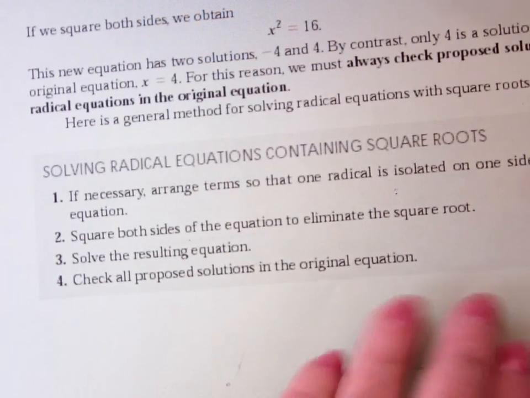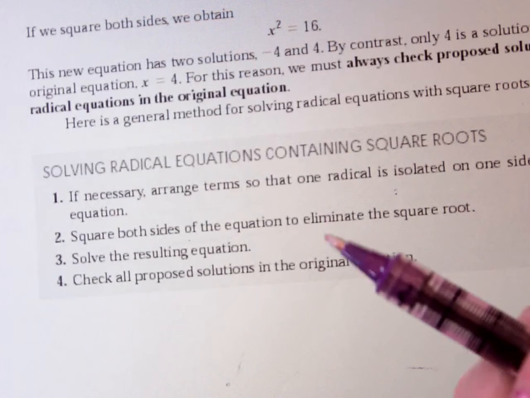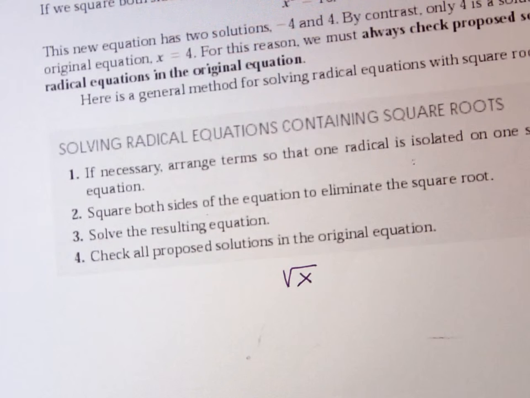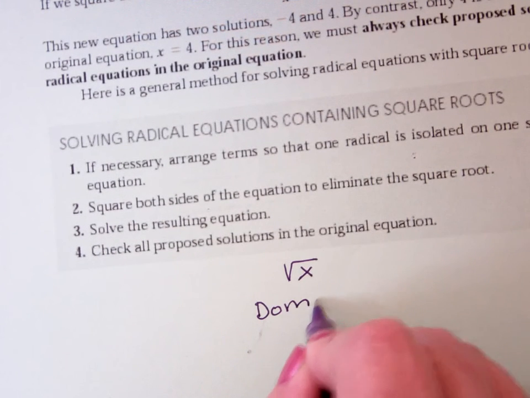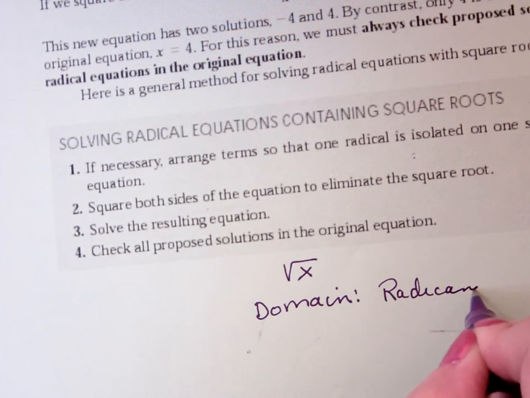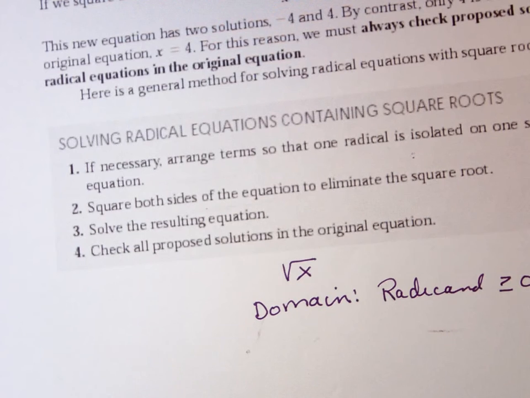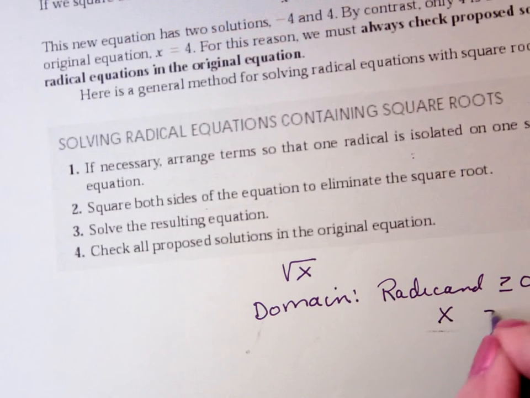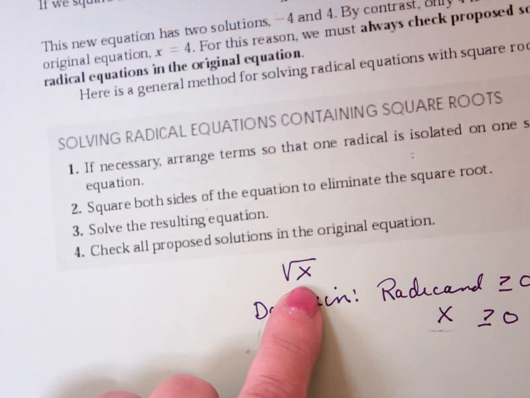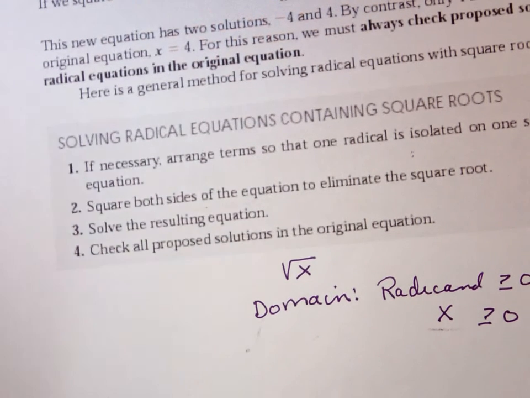You say, well, why do I have to check the answer? Well, the one thing I know is if I look at the square root of x, it has a domain issue. And remember, the radicand must be greater than or equal to 0. In this case, the radicand is x, which must be greater than or equal to 0. So I could come out with a negative number for x for whatever reason, and it would not work in the original equation. So you always go back to the original equation to see if it's going to check. Why? Because there's domain things going on.